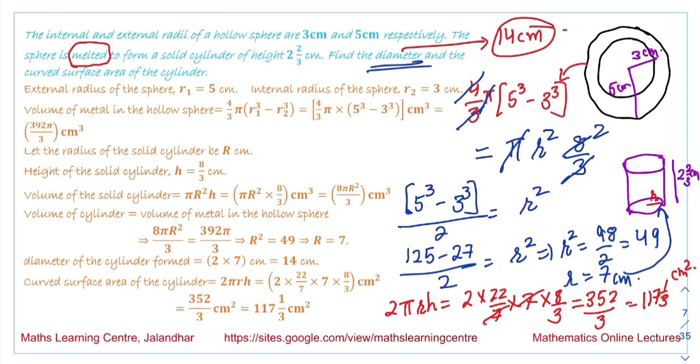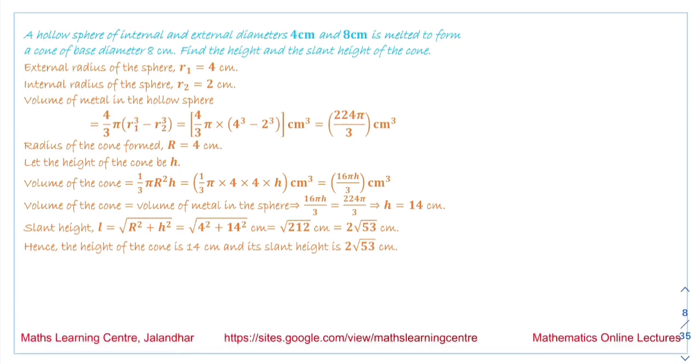So this is the curved surface area of the cylinder. The next question we have is, a hollow sphere of internal and external diameter 4 centimeter and 8 centimeter is melted to form a cone. These are the internal and external diameter. So internal radius will be 2 centimeter and external radius will be 4 centimeter.